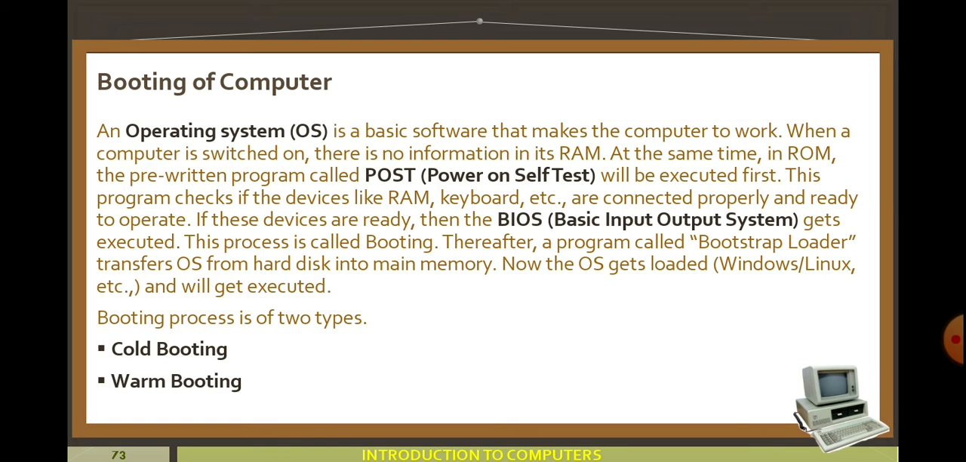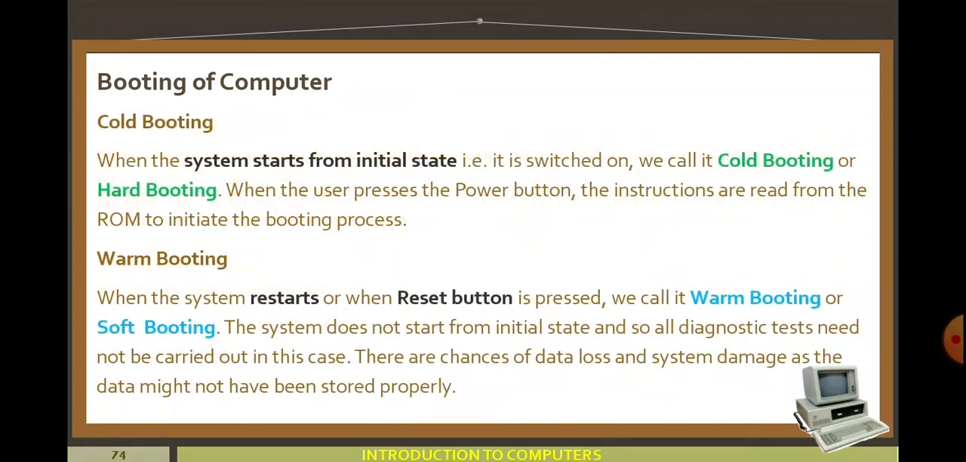Okay, the booting process is of two types. One is cold booting, another one is warm booting. So what does cold booting mean? When we first switch on the computer, it checks all the things together. That is, when the system starts from the initial state, that is, when it is switched on, we call it cold booting or hard booting. When the user presses the power button, the instructions are read from the ROM to initiate the booting process. Okay, so it checks all the things from the beginning. That is known as cold booting.